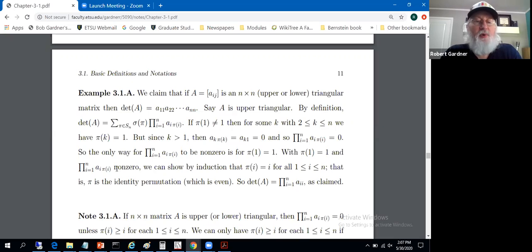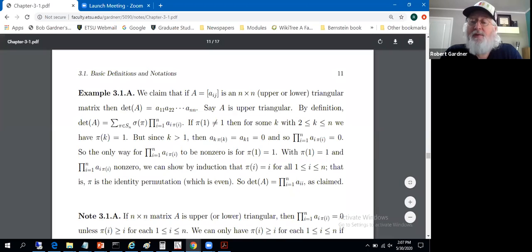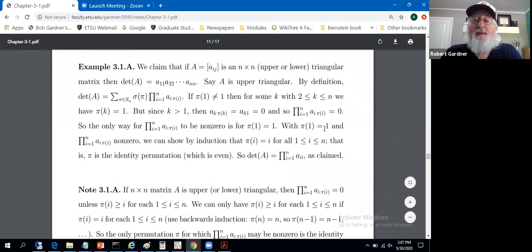All right, how about the rest of the product? How about the product in terms of the other n minus 1 entries? By induction, you can show that you'll need pi of 2 to equal 2 by a similar argument. Pi of 3 to equal 3, similar argument, and so forth. Pi of i equal to i for all i between 1 and n. So under the hypothesis of upper triangular, the only time these products are non-zero is when you're dealing with the identity permutation.